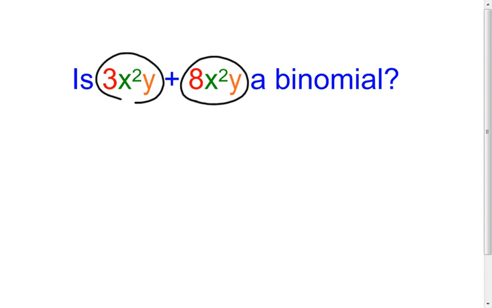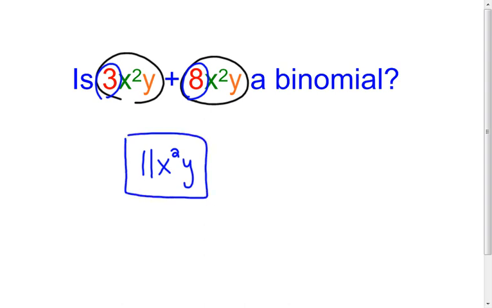When I add them, I only add the numbers that are out in front. So I only add 3 plus 8, which is 11. And that makes 11 of these x squareds and y's that I have. So this is actually what I would get for my answer. And no, it's a monomial because it only has 1 term to it. Okay, so make sure you've combined all your like terms before you decide how many terms it has and what the degree would be.